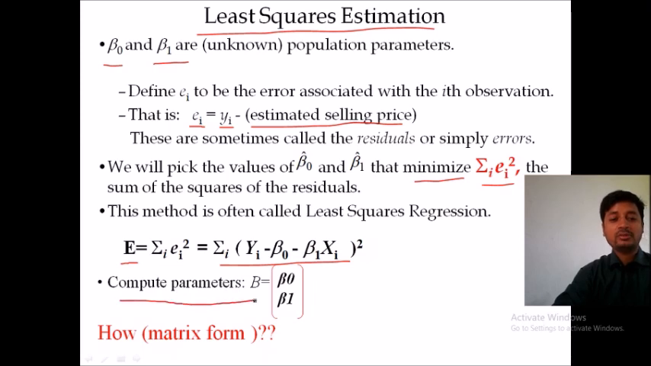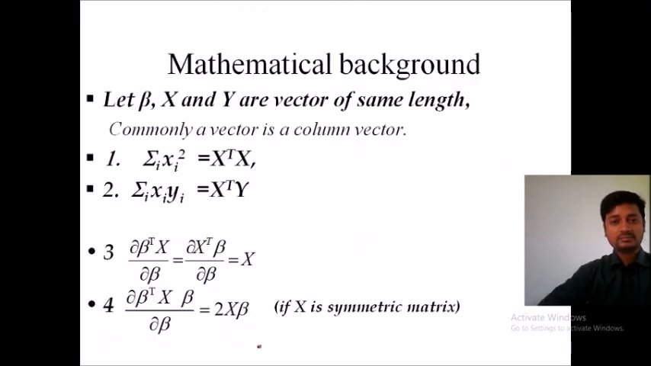Now we have to compute the parameter b. Let us consider it as a vector, b0 and b1, and this we shall try to compute using a matrix form for the ease of computation. So generally a vector is considered as a column vector, and let us say beta, x and y are vectors of the same length. So before going ahead, try to understand this transformation.